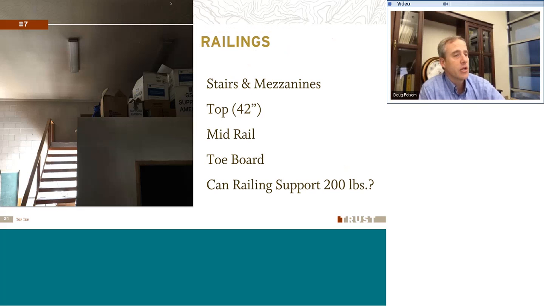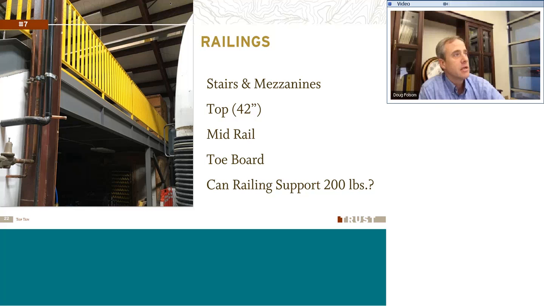Here's a common one that goes with the fall protection topic we already talked about, where we have these mezzanines or stairs that we've built up to mezzanines that don't have railings or don't have the appropriate railings. Here's a real good example of some nice railings that we should have.